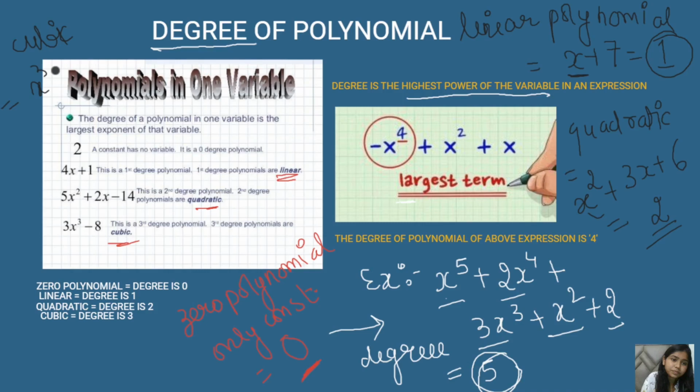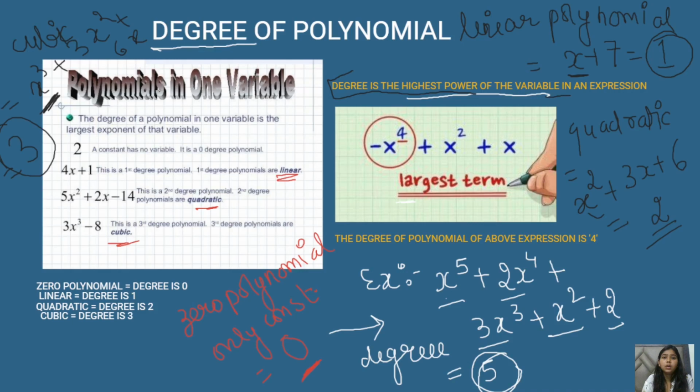So the equation will be like this. In this case, the highest power of x, as you can see, is 3. That is why the degree of the polynomial is 3. So basically what we have learnt is that the degree of the polynomial is the highest power of the variable. In a particular equation, whatever the highest power is, that will be the degree of the polynomial in that particular expression. Okay.